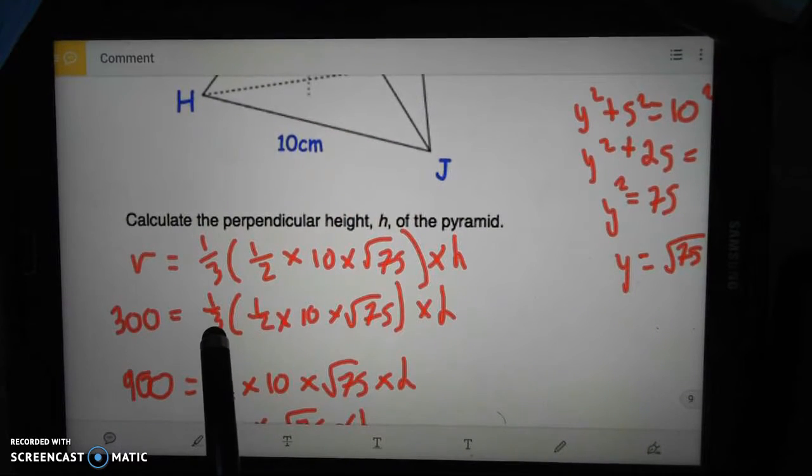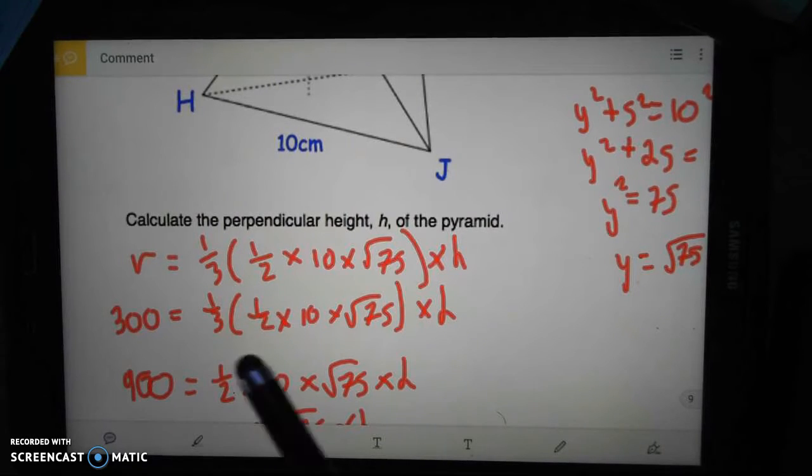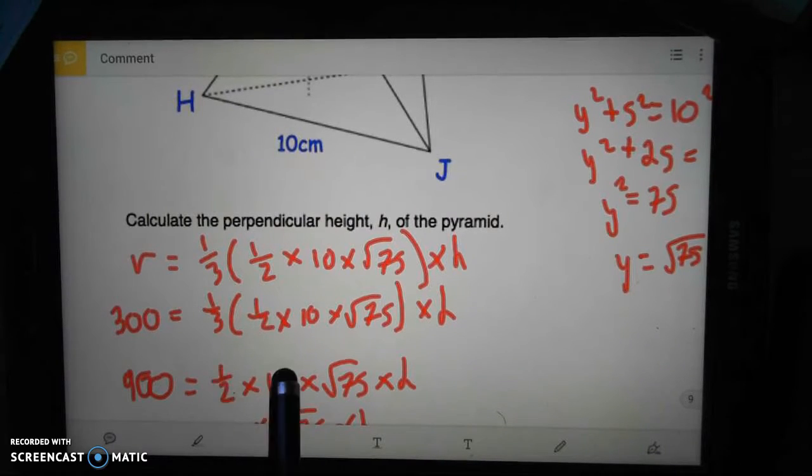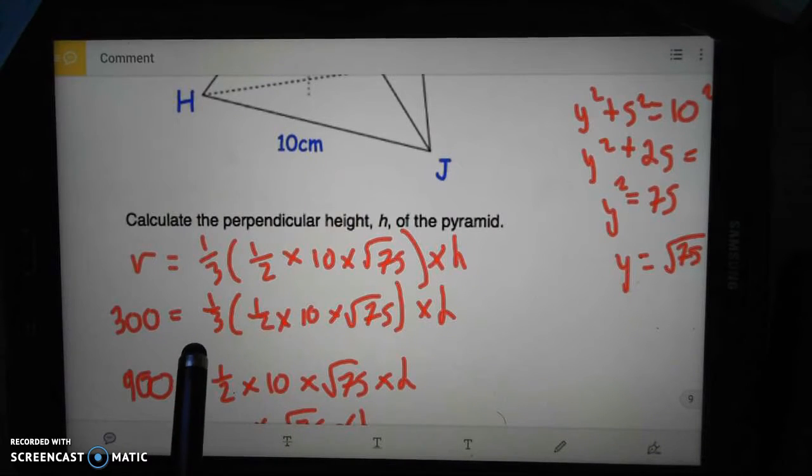To get rid of this third, we have to multiply both sides by 3. So 300 times 3 is 900. When we multiply all of that by 3, this one third disappears, leaving us with just this bit here: half times 10 times square root of 75 times h, which is the vertical height.